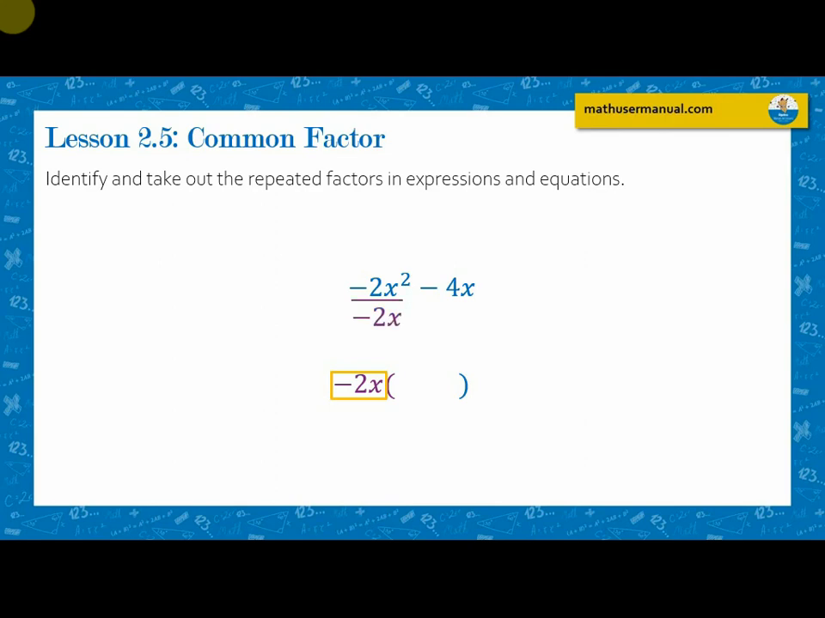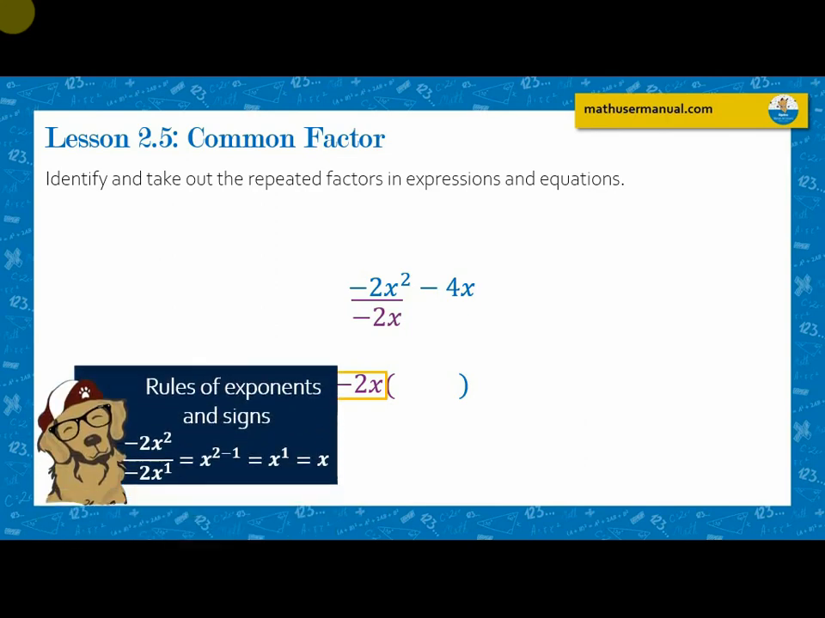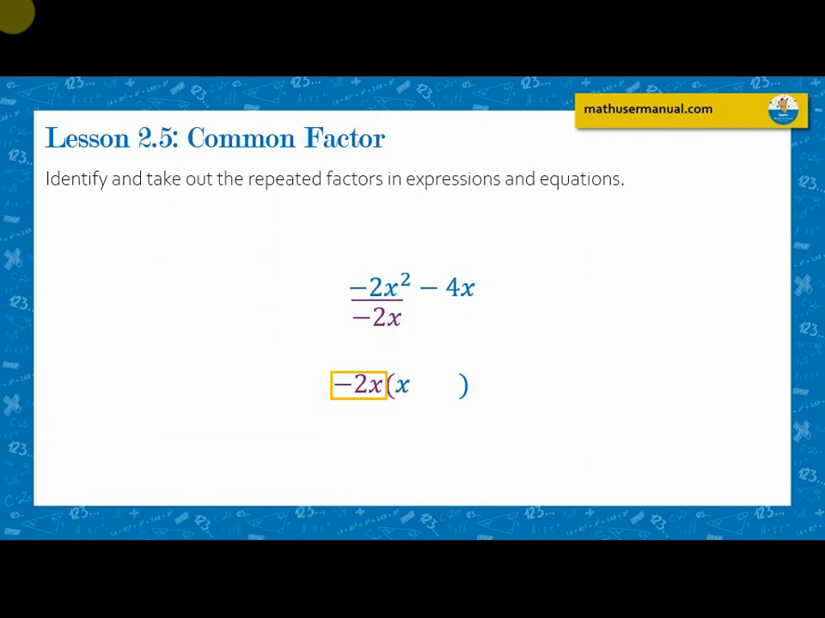So we need to divide negative 2x squared by negative 2x. So we can review the rules of exponents and signs. And based on these rules, we know that we're just going to be left with x, especially because the negative cancels with the negative. And then we also need to divide the negative 4x by negative 2x. The negatives cancel. 4 divided by 2 is 2. The x's cancel. So this is positive 2. So after taking our common factors, this is how our expression looks: negative 2x multiplying the parentheses of x plus 2.